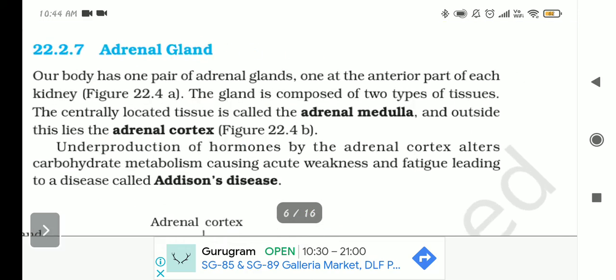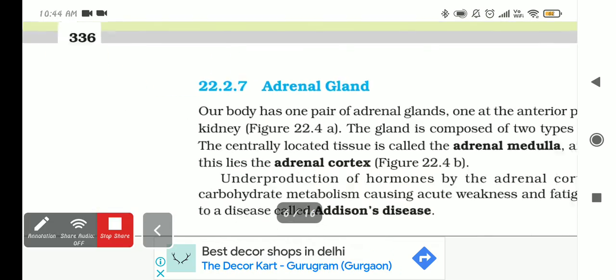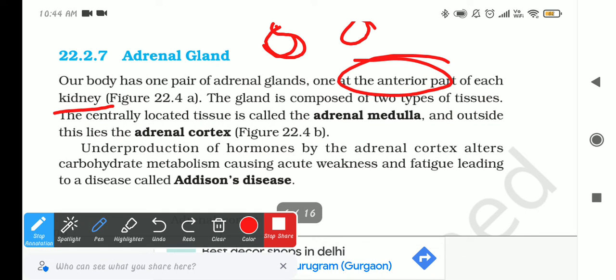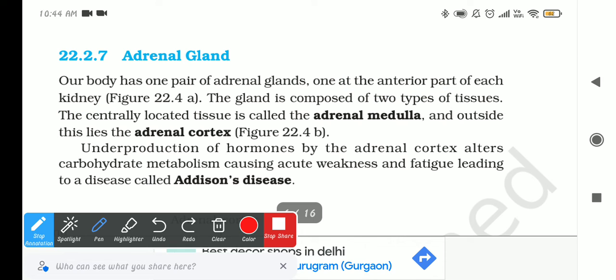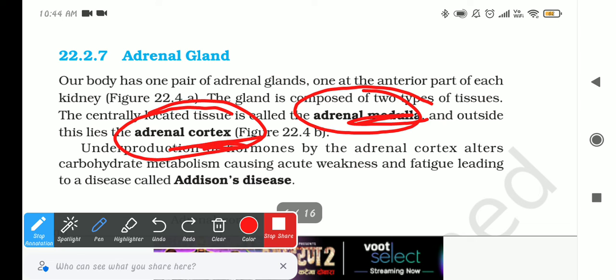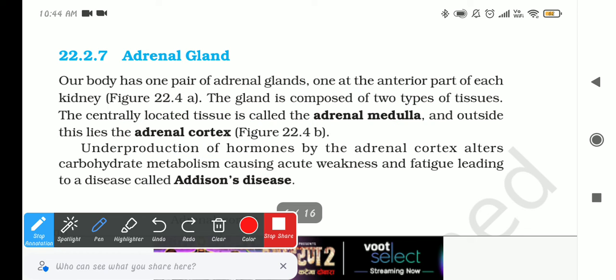Next we have the adrenal gland. Our body has one pair of adrenal glands, one on the anterior part of each kidney. The gland is composed of two types of tissues: the centrally located tissue is called the adrenal medulla, and the outer one is the cortex, so we call it the adrenal cortex.